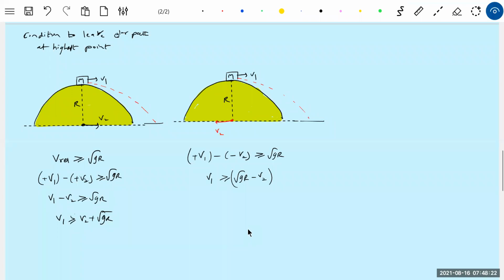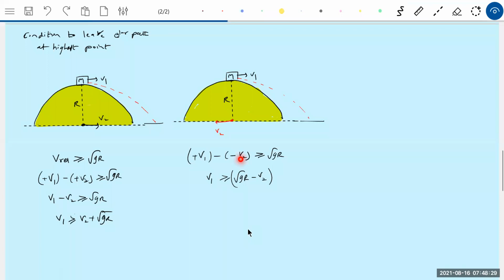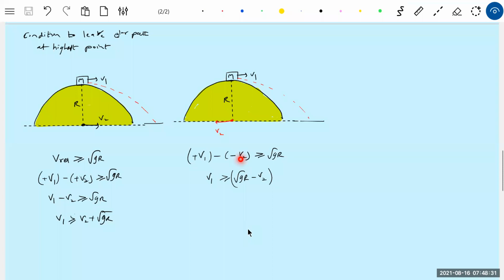Nothing new. If the hemisphere is attached, we know root gR is the minimum velocity required to leave the circular path at the highest point. If the hemisphere is in motion, we are going to bring in the relative velocity. This is the velocity with respect to ground. What should be the velocity of the block relative to the hemisphere? It should be root gR. With respect to ground, it should be this one.